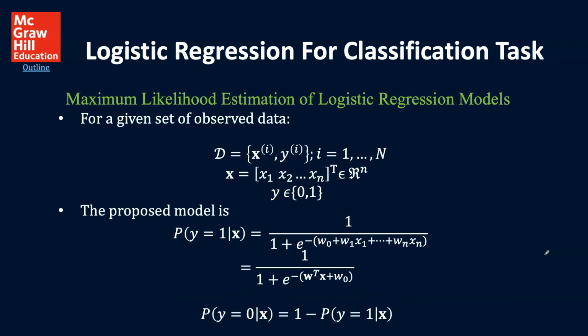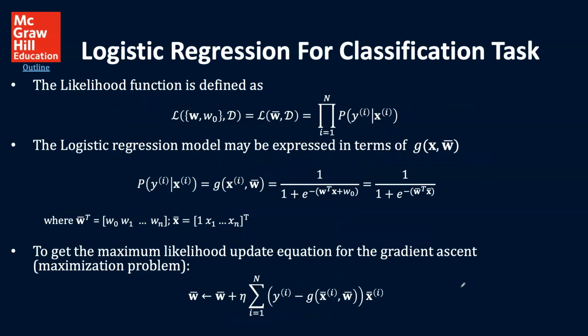Okay, finishing up with just two more charts. For the maximum likelihood estimate, the MLE, I showed an illustration of this from Sugiyama just a few minutes ago. For a given set of observations, the proposed model is given by this. The likelihood function is defined here, and the logistic regression model may be expressed in terms of g(x, w) with the equation there. To get the maximum likelihood update equation for the gradient ascent, we use this equation here.